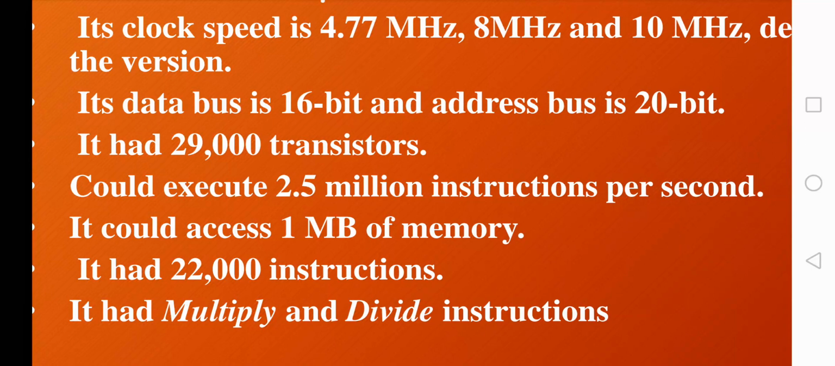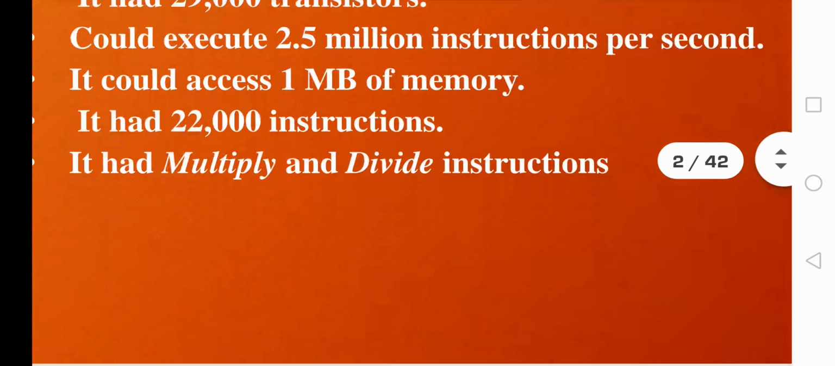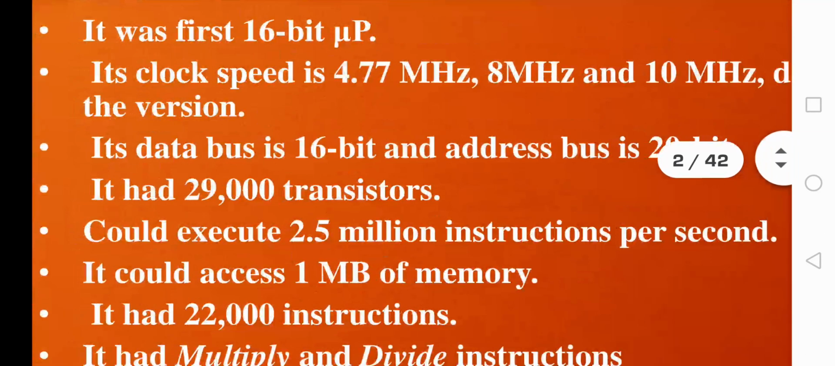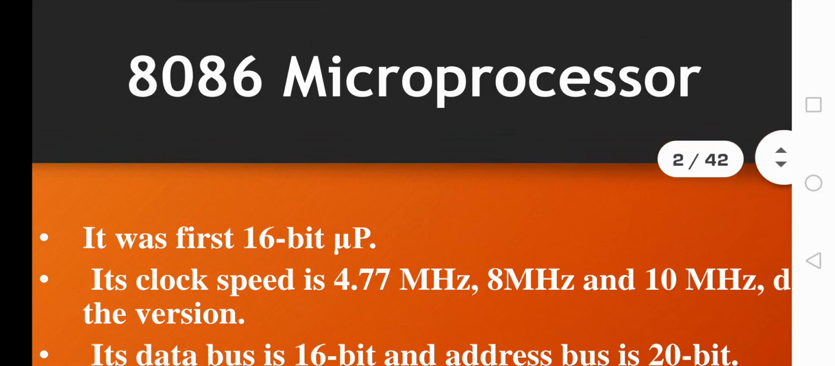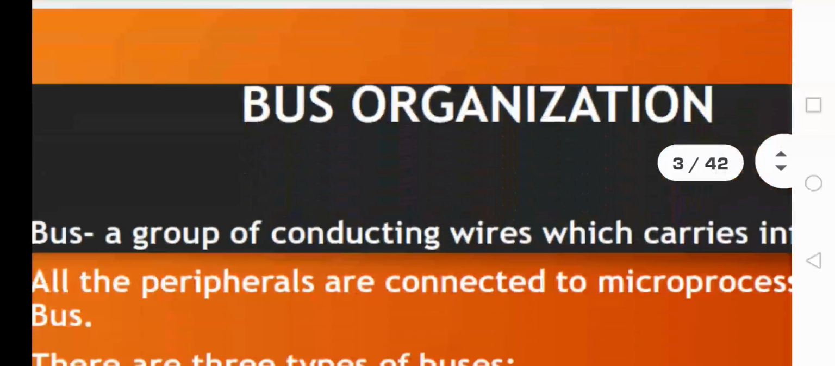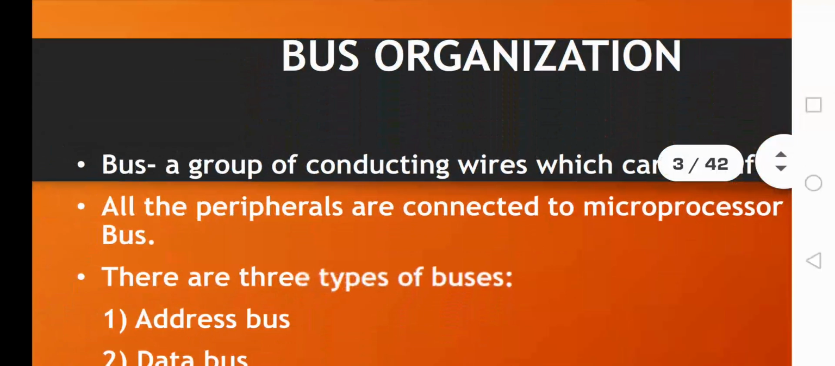How did you get that value of 1 megabyte? Because we know that the 8086 processor has an address bus of 20 bits. So 2 raised to 20, 2 to the power 20, is equal to 1 megabyte. So the 8086 processor is capable of addressing 1 megabyte of memory. These are the various features of the 8086 microprocessor. Now we have to look at the bus organization, otherwise the bus structure of 8086.